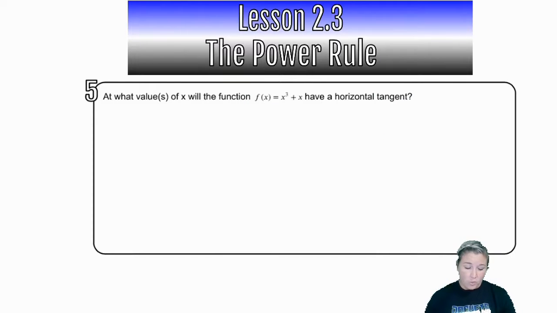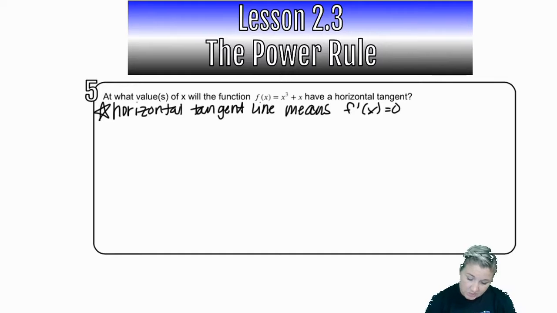Last example here: at what values of x will the function f of x equals x to the 3rd plus x have a horizontal tangent? So first of all, let's make sure we note that a horizontal tangent means that the derivative is going to be 0, because remember, that's the slope of the tangent. So the slope of the tangent has to be 0 in order for it to be a horizontal line. Which also means we're going to have a max or min there. So remember, we talked about that. When the derivative is 0, you have a relative max or min.